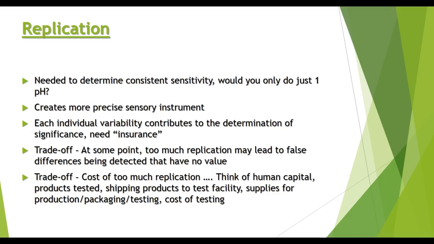So when you're not doing a consumer test and you're doing discrimination and descriptive, you are going to want to track to see that your panelists can detect differences. Here is the trade-off. At some point, too much replication may lead to false differences being detected, and they have no value. So how much replication is enough? Usually 2 to 3. In the case of descriptive, you're at 3 to 4 times. In the case of discrimination, you're at 2 to possibly 3.